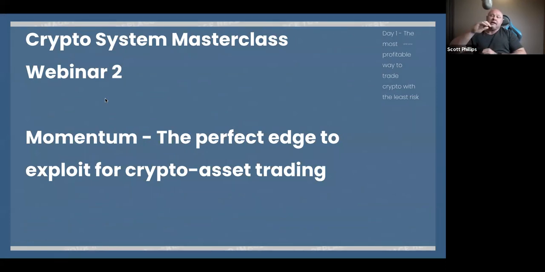Today's webinar is on momentum, which is the perfect edge to exploit for crypto asset trading. There are all kinds of edges in crypto. The sentiment edges are very strong. Trends are incredibly strong. There are many, many edges that are viable, but this is the best one. I'm going to show you why.